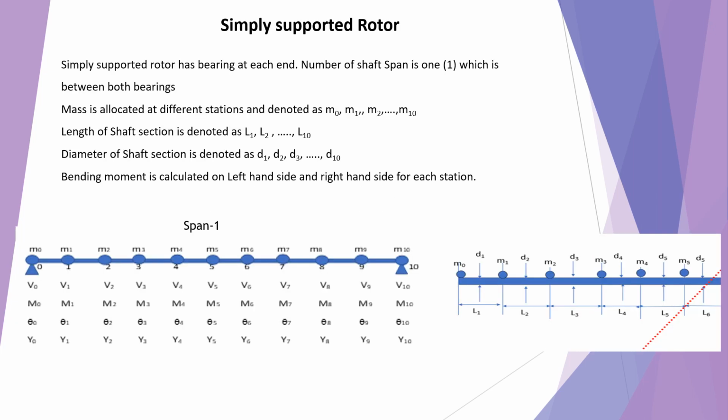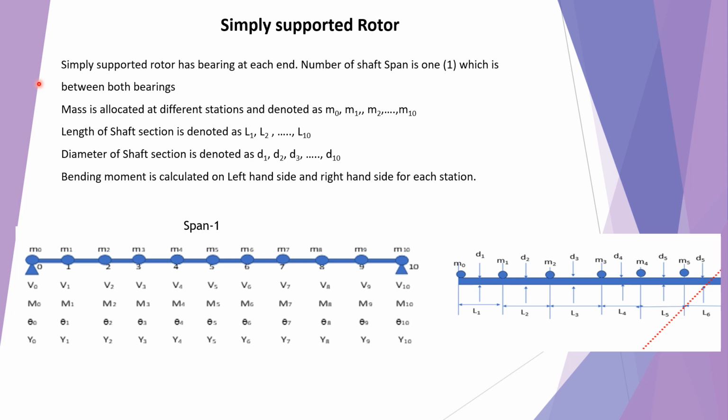Now this is a procedure. We'll see the various steps of how critical speed is calculated. This is a special case of a simply supported rotor. A simply supported rotor has a bearing at each end. The number of shaft spans is 1, which is between the bearings.